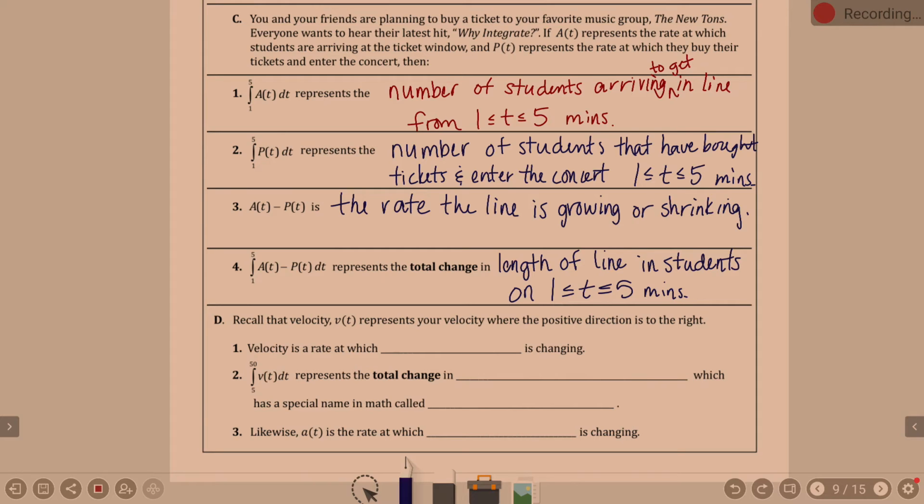And D. Start picking and choosing what we're doing. We've got a lot of notes left.